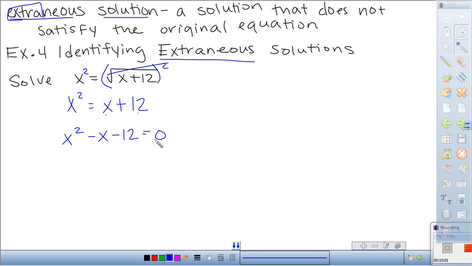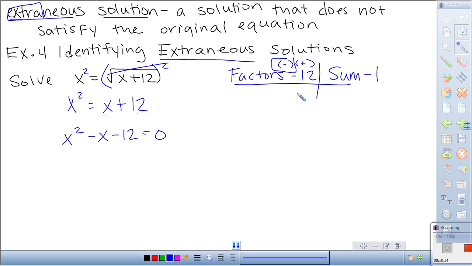Now remember, in order to solve an equation like this, you need to factor. So we want to find the factors of the last term, negative 12, that add to the middle term, negative 1. And let's see, factors of negative 12 that add to the negative 1. So I know I need to do a negative times a positive, and the negative needs to be bigger. So 1 and 12, or 1 and negative 12 doesn't work, 2 and negative 6 doesn't work.